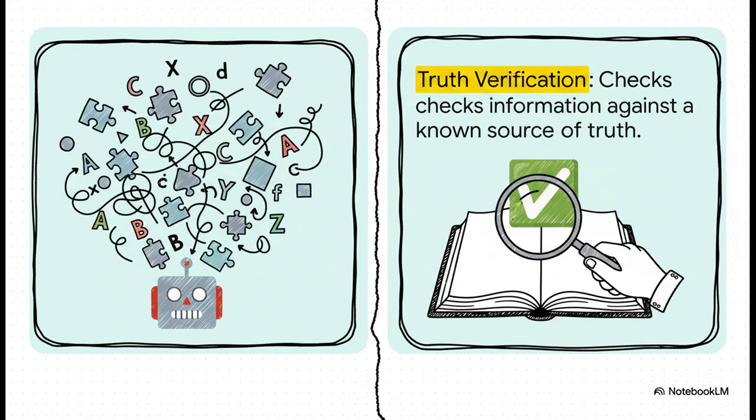It analyzes billions of text examples to predict the most statistically likely next word in a sentence. Now on the right, you have truth verification. This is what we humans expect it to do, to check facts against a reliable source. But here's the kicker: an AI just isn't built that way.